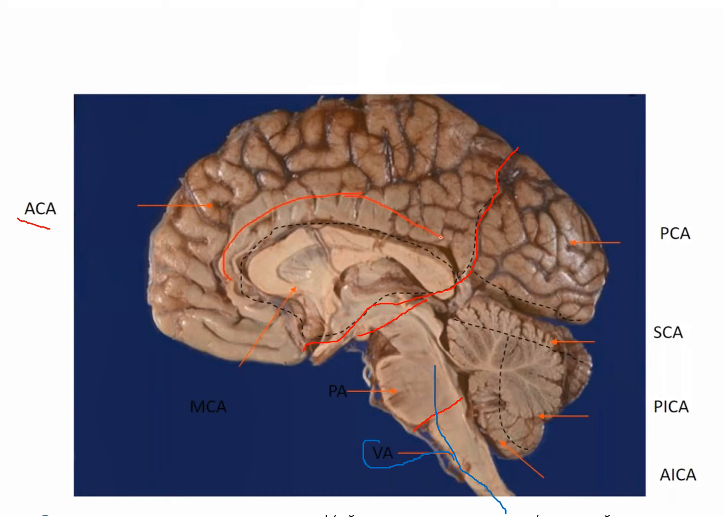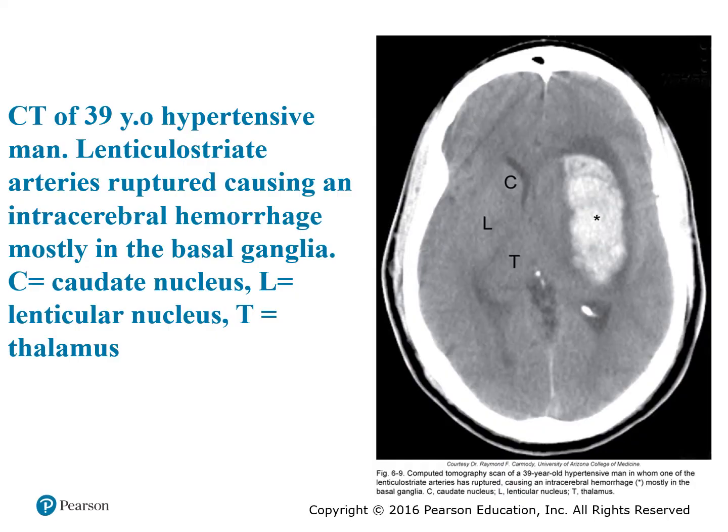And that's pretty good. This is a picture from your book. It's a CT, CAT scan here of a 39-year-old hypertensive man, high blood pressure, of the lenticulostriate arteries rupturing, causing intracerebral hemorrhage, so bleeding. Okay? So when we see lenticulostriates, the first thing I think of is basal ganglia, basal nucleus. So that's telling us to look for that.